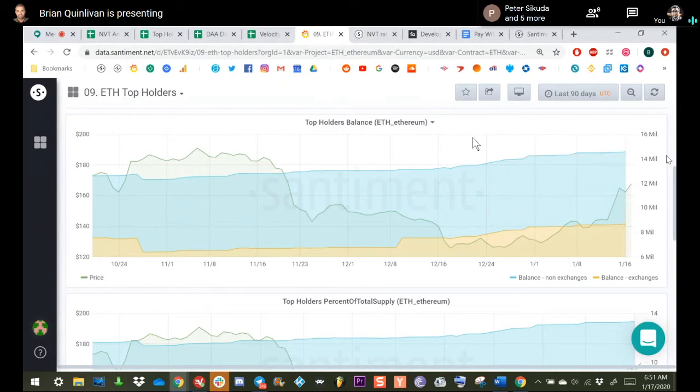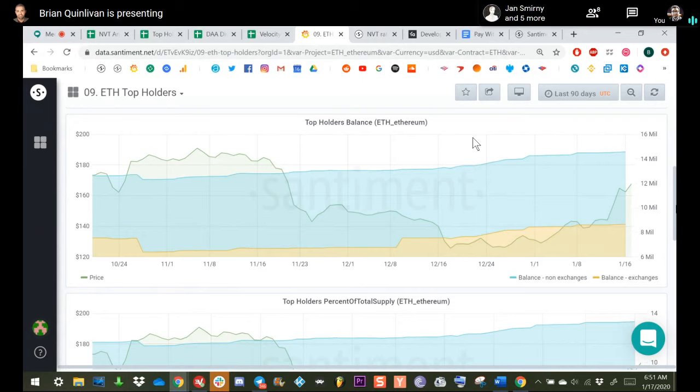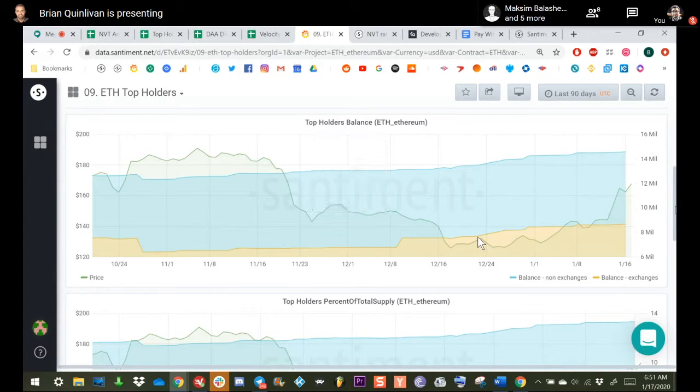Okay. But yeah, there seem to be a few mini spikes over the last 2 weeks. I can see one just before January 1st, and then I can see one right around January 8th, which might correlate with what we've been seeing on your template as well. Yeah, it seems that the top holders are accumulating right now.